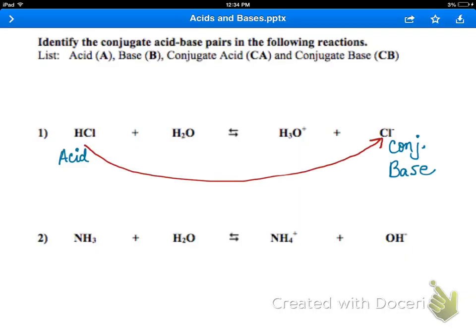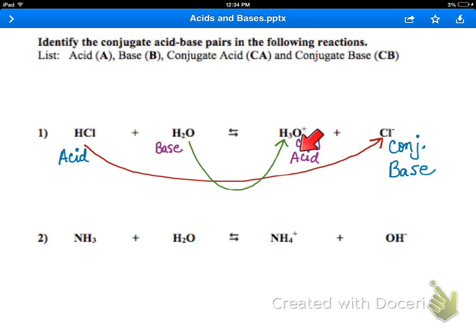So what we're going to do in these reactions is look at the entire reaction and follow the protons. So HCl loses a proton and becomes Cl minus. So we label the acid and its conjugate base. Water here becomes H3O plus, so water is going to act as a base because it gains a proton, and we'll label that one. So water acts as a base, and H3O plus is its conjugate acid.